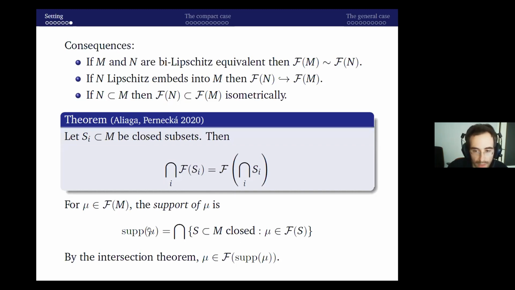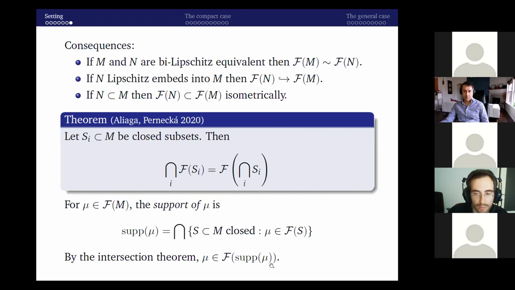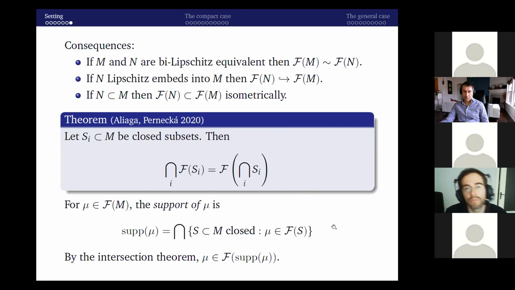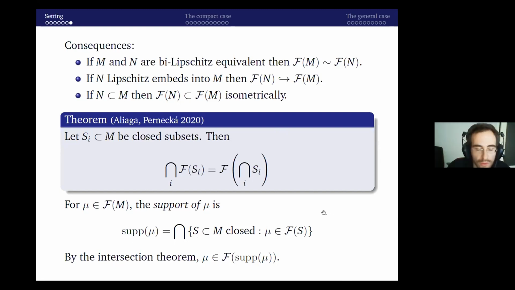In fact, we can make this definition regardless of the theorem above, but what this theorem tells us is that mu always belongs to the free space over its support. So the support is contained in this set here, and we can define it as the smallest closed set such that this thing here holds. Okay, so much for the basic theory of Lipschitz-free spaces.